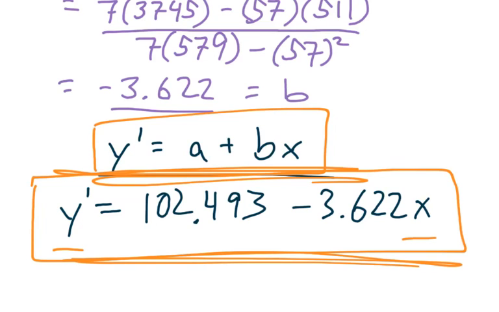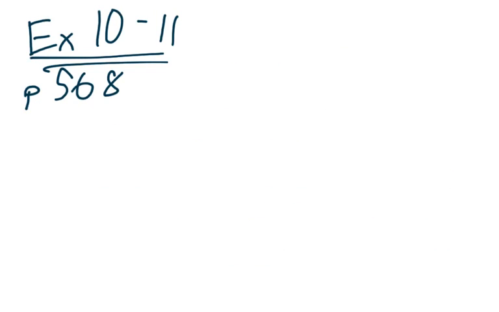So that's what we've done here. Now we'll pause for just a brief minute and then go on to example 10-11 so that we will see what's the point of finding the equation of the regression line. All right, so here we are at page 568. We're looking at example 10-11, and this is still pertaining all the way back to example 10-2.